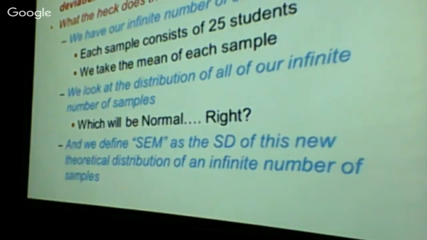Okay, don't say no yet. Good. So I presume you're with me. So we have an infinite number of samples. Each sample has 25 students. We take the mean of each sample. We plot them and get my normal curve, right? It's normal. And so we define the SEM as the standard deviation of this new curve.